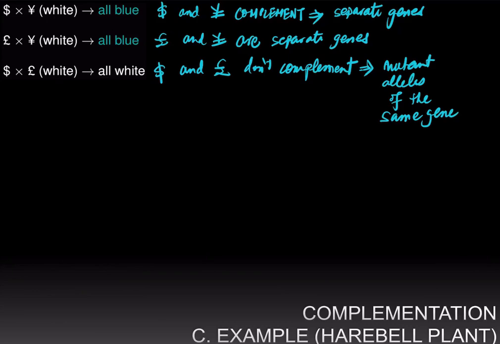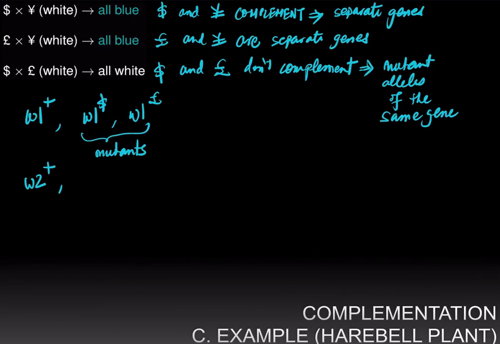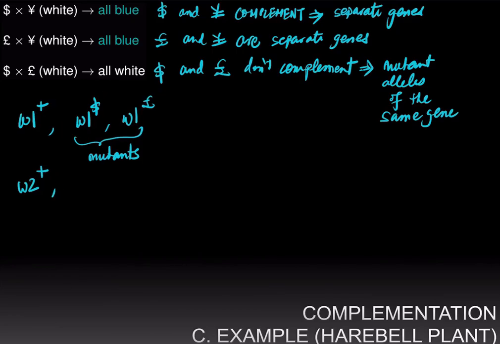And what this implies is that we have a total of two genes. Let's say W1, and the wild type allele of W1 we'll write as W1 plus, which has two mutant alleles, W1 dollar and W1 pound. So these are the mutants. Whereas we have a second gene, let's say W2. The wild type allele of the second gene is W2 plus, and the mutant allele is W2 yen.